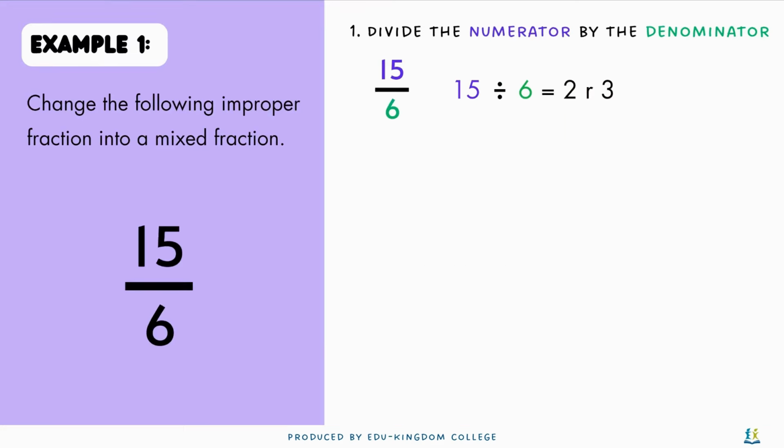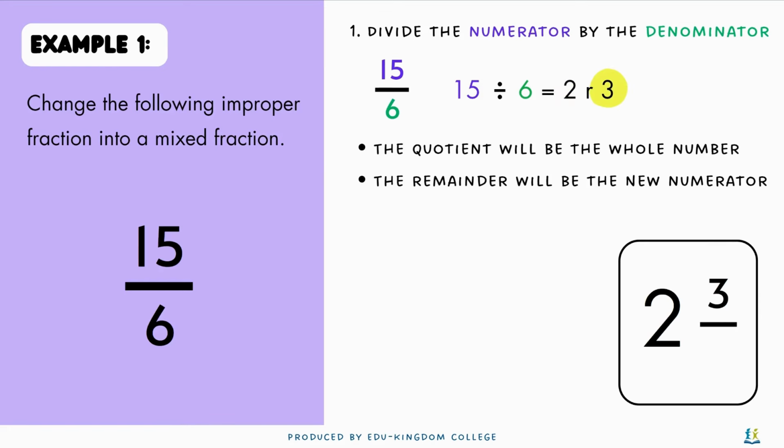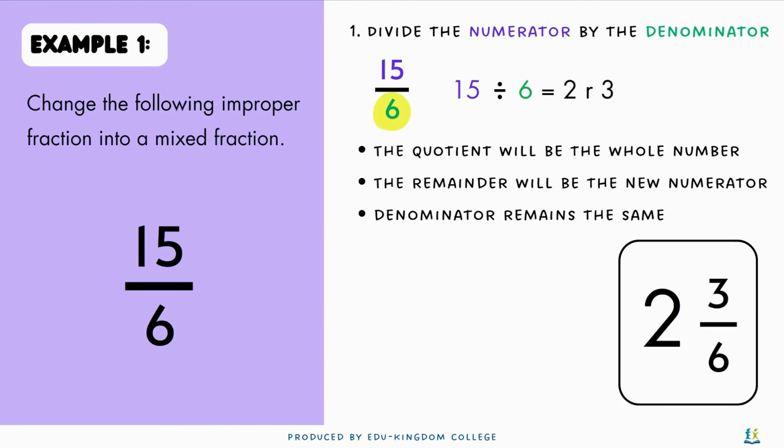Let's try this as an example. Change the following improper fraction into a mixed fraction, 15 over 6. First, divide the numerator by the denominator. In this case, we'll be dividing 15 divided by 6, which gives us 2, remainder 3. Then we know that the quotient will be the whole number, so 2 is going to be the whole number. Then the remainder will be the new numerator, so 3 is going to be the top. Then the denominator remains the same, so it's going to be 6. So the new fraction is going to be 2 and 3 over 6.